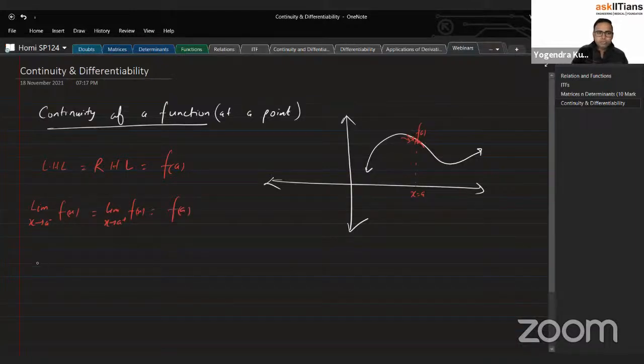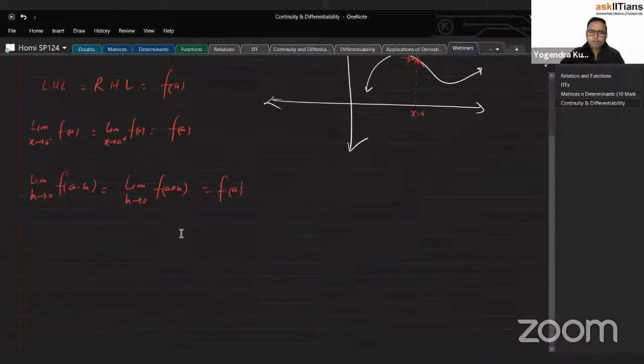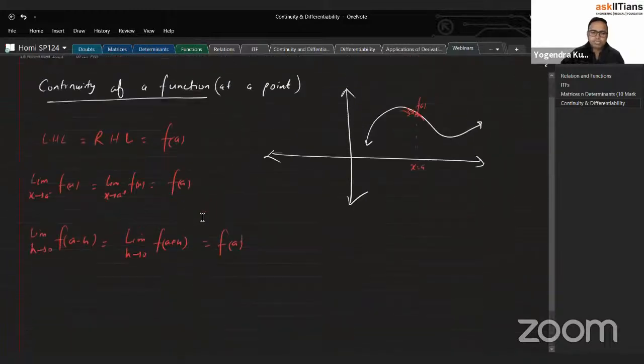I hope everyone knows that we can change it to this also. Limit h tends to 0 f of a minus h is equal to limit h tends to 0 f of a plus h is equal to f of a, right? Like that. Clear? So these three notations, I hope you understand.